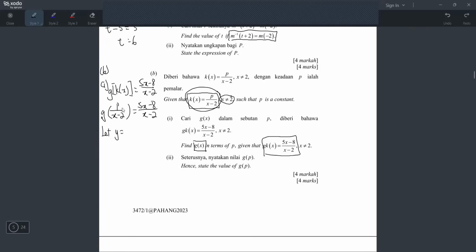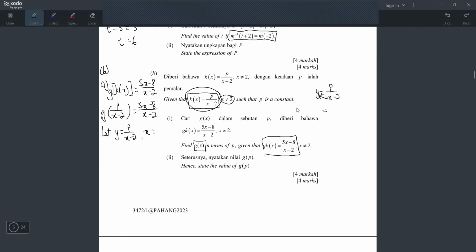Let y equal to the bracket, which is p over x minus 2, and then find x. I repeat one more time. You have to memorize this; there's no formula. You just have to memorize the steps. The steps are like this: let y equal to the bracket, which is p over x minus 2, and then find x. How to find x? Well, you can write a bit beside here. y equals p over x minus 2. So if I want to find x, you can move the whole thing down here.